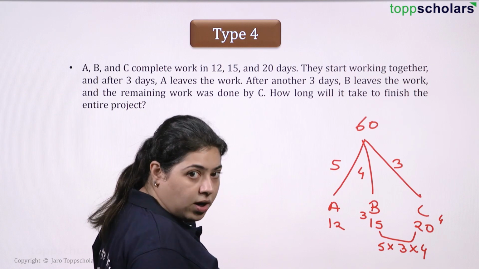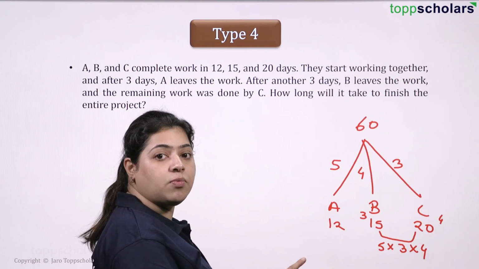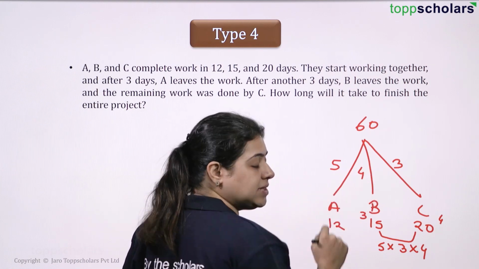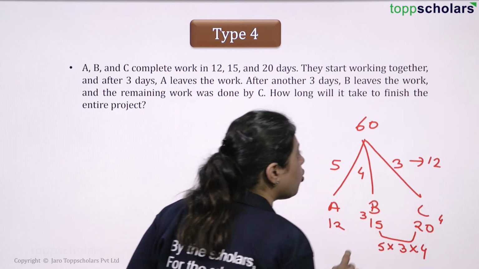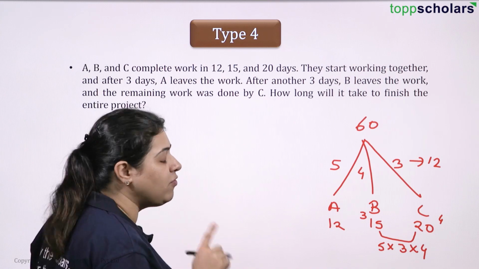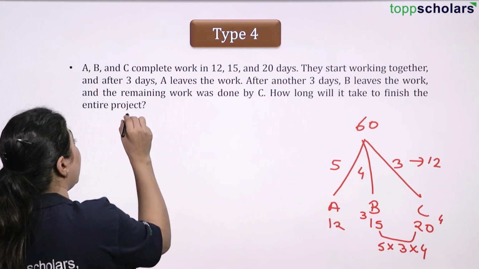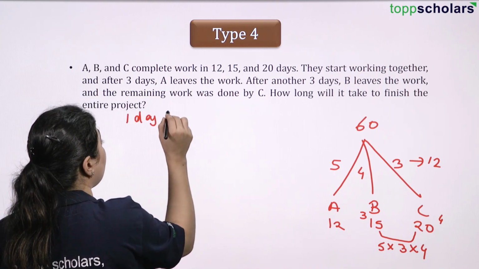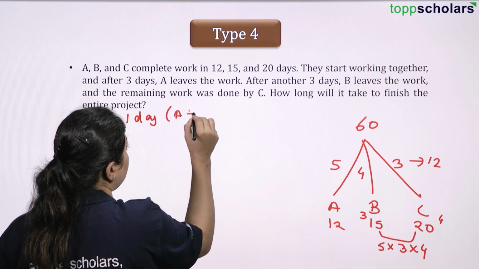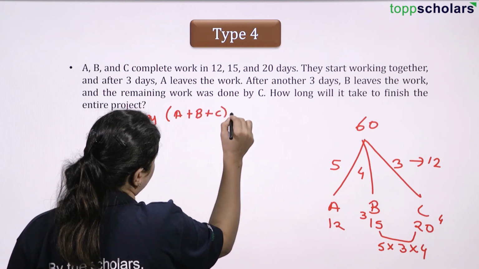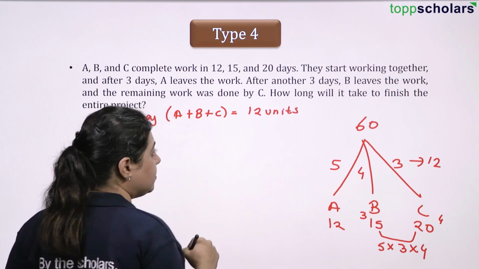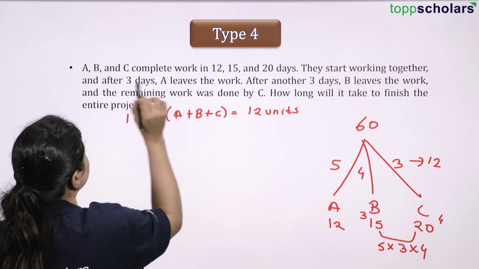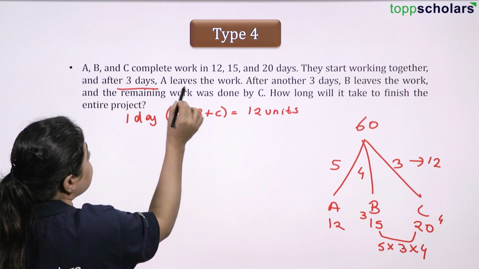The total work in one day if all 3 are working would be 5 plus 4 plus 3. 5 plus 4 is 9, 9 plus 3 is 12. So I understand in one day 12 units of work can be completed. So I write in one day when A, B and C are working, it will be 12 units. Correct? Now what is given to us is that they start working and after 3 days A leaves the work.